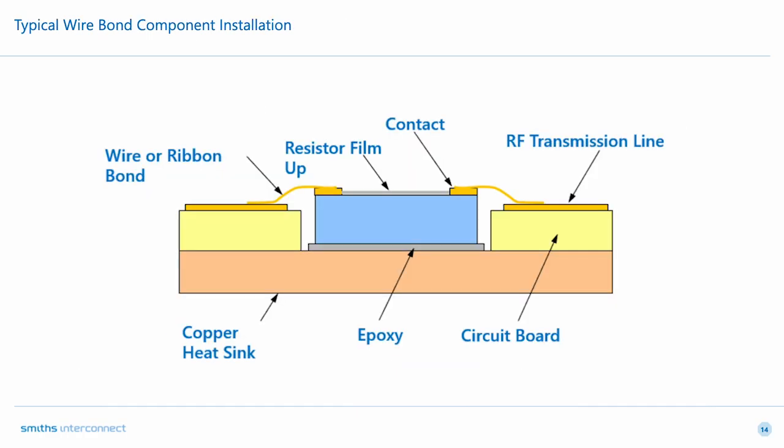And this is just a typical wire bond component installation. The component would be epoxied to the circuit board with either a wire or ribbon bond attaching to the input and the outputs to the transmission lines of the circuit.